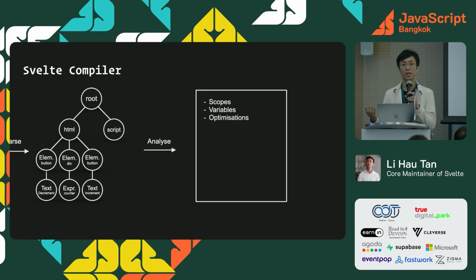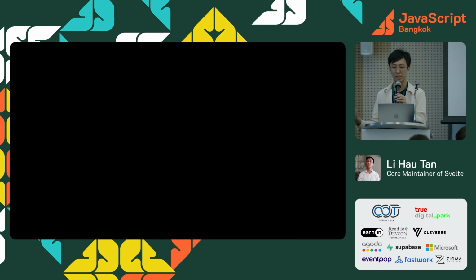And then the compiler analyzes your code. What this means is that it recursively goes to every node of the AST to gather information such as the JavaScript scopes, variables, and looks for areas for optimizations.